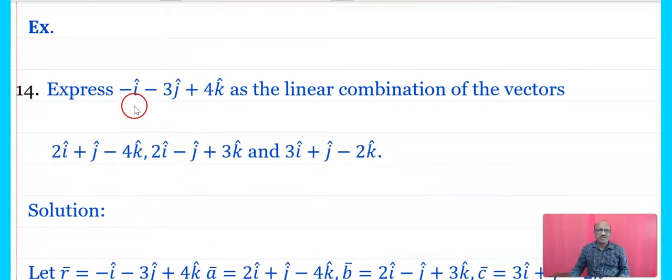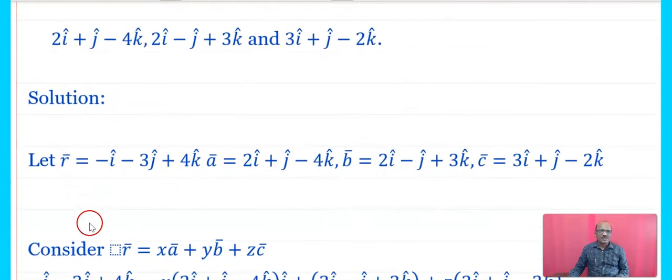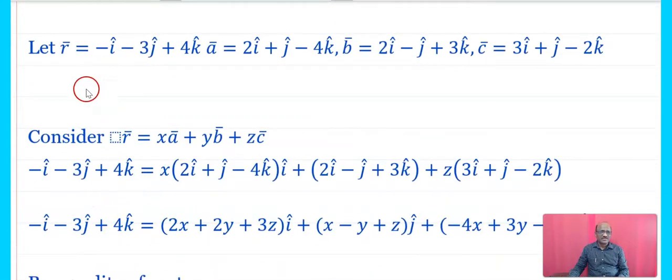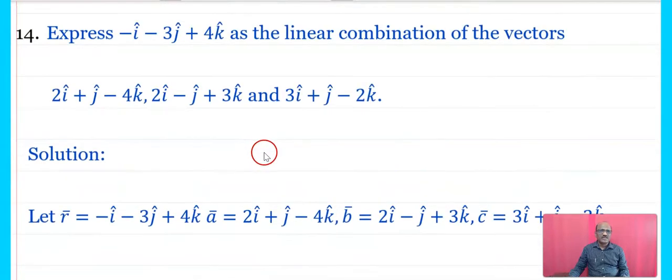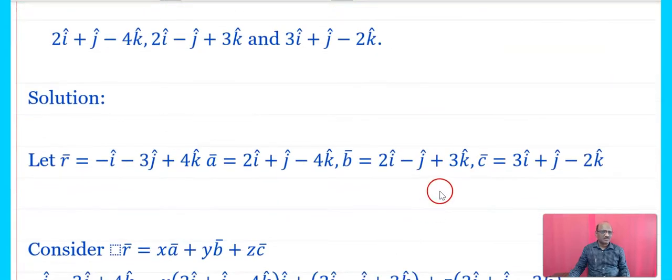Now the next example: express minus i cap minus 3j cap plus 4k cap as a linear combination of the vectors 2i cap plus j cap minus 4k cap, 2i cap minus j cap plus 3k cap, and 3i cap plus j cap minus 2k cap. Let r bar be the given vector, minus i cap minus 3j cap plus 4k cap. A bar is equal to 2i cap plus j cap minus 4k cap. B bar is equal to 2i cap minus j cap plus 3k cap. And C bar is equal to 3i cap plus j cap minus 2k cap.